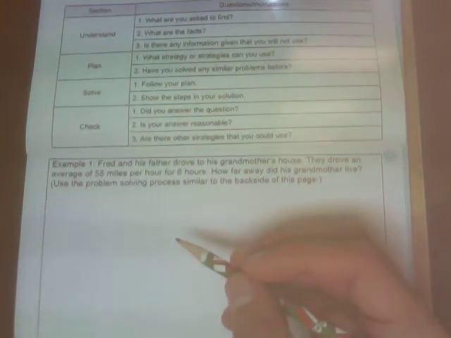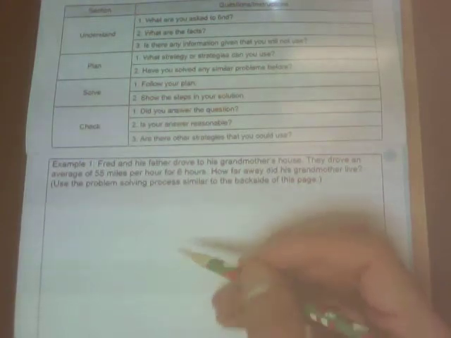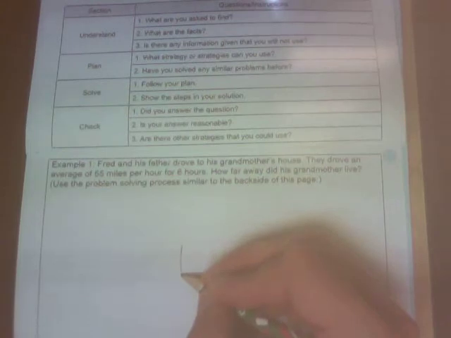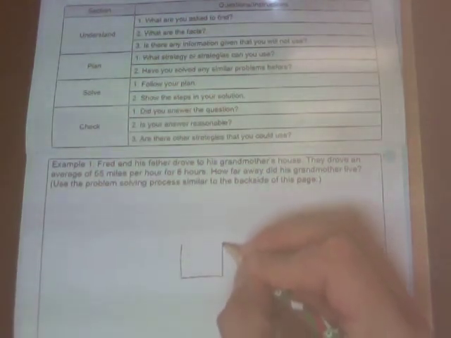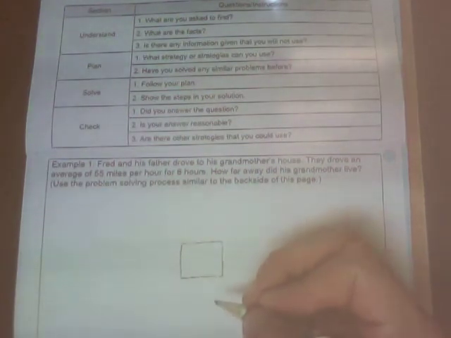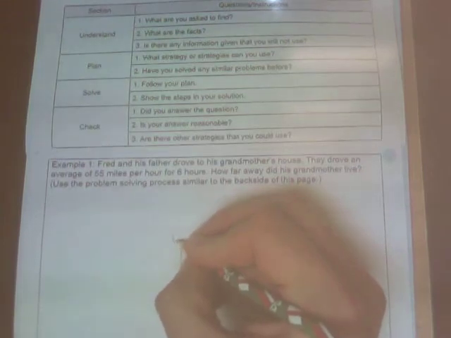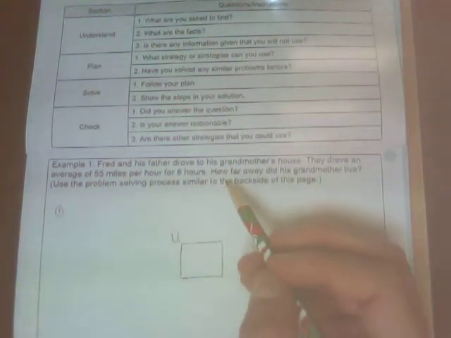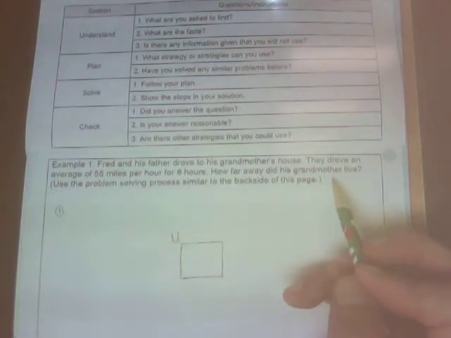I'm going to check my notes where it says, how do you use the problem-solving process? Step 1, draw a square. So we're going to go ahead and draw a square in the middle of the paper. Put U on the top left vertice for understand and answer all 3 questions. So I'm going to put U up here. For you, question 1, what are you asked to find? How far away did his grandmother live?